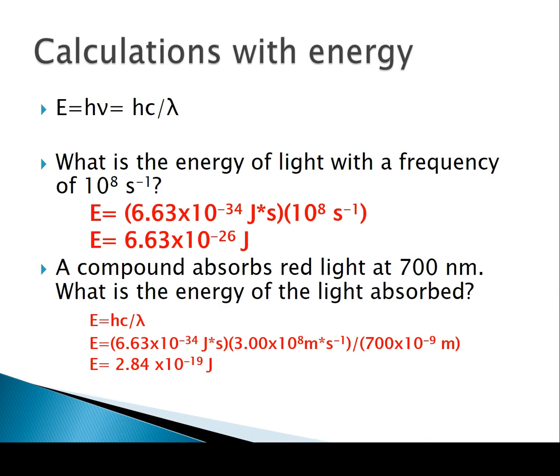Okay, so now we're going to use the portion of the equation that concerns wavelength. And we're going to multiply Planck's constant times the speed of light divided by the wavelength. Now you'll see here that I converted the wavelength in nanometers to meters basically just by putting a times 10 to the minus 9th meters at the end of 700, because a nanometer is one billionth of a meter, or 10 to the negative 9th meters. And when you plug those numbers into your calculator, you'll get 2.84 times 10 to the negative 19th joules.